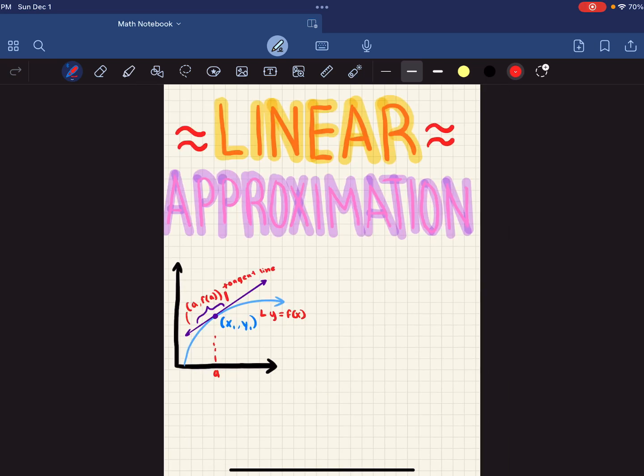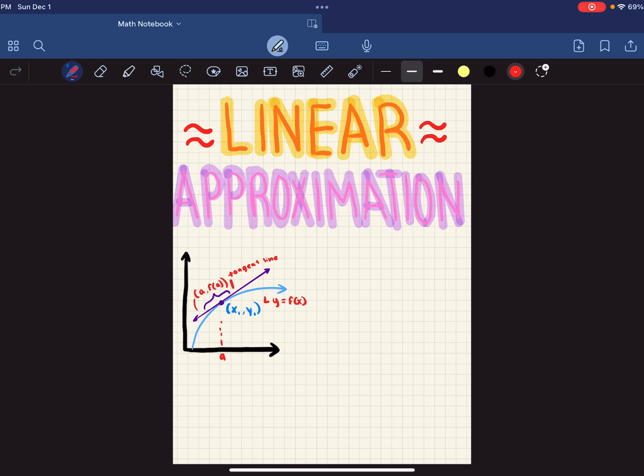Let's start off with the definition. The definition of linear approximation is an approximation of a general function using a linear function, sometimes called linearization. For instance, if we're trying to find a point, let's call it A, we have to use the tangent line in order to find f of A.